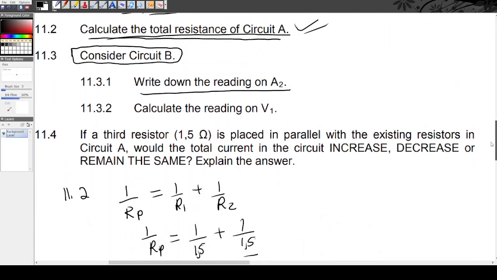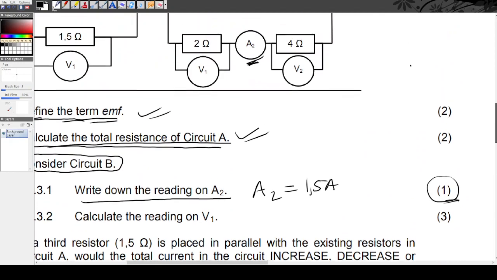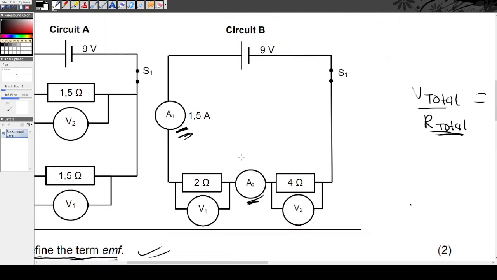Okay. They said write down. They didn't say calculate. Look at the marks. Now imagine sweating, trying to find current, trying to calculate for just 1 mark. Nah, write down. Let's read the question the right way. So A2 is simple, 1,5 amps. They just want to test the understanding that we have on electric circuits, because we understand that the same current flows in here.